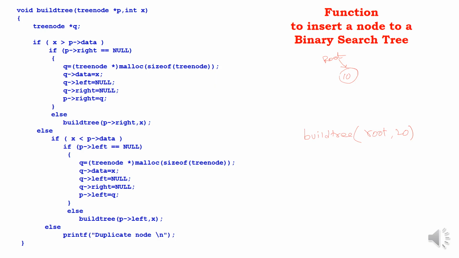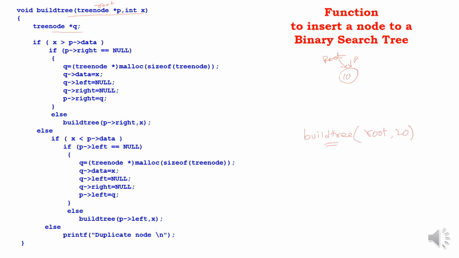Now I'm calling the build tree function. So this is the build tree function. The input is a tree node and an int. Tree node is root, int is 20. So in the function, the root is called p. Now this is p. I want to add a new node, so I have to create a new node. For that, I have taken a local variable called q. Q is a tree node.